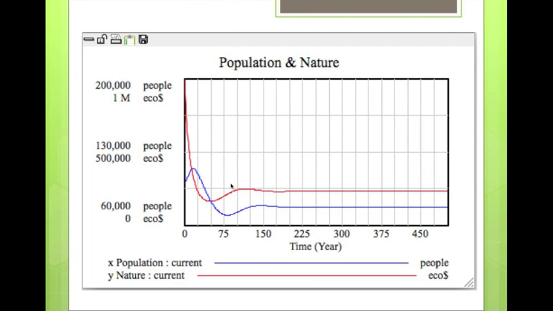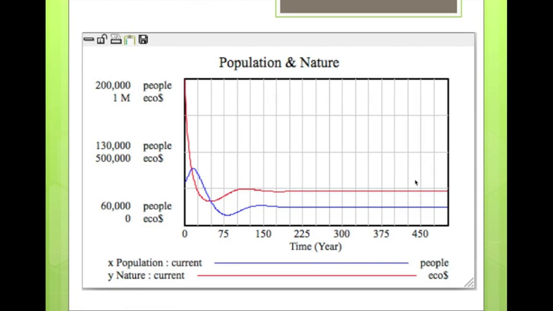Here's a graph of population and nature. Population is given by the blue line, and it's in people. This is the scale of people, and nature is given in a funny unit. We're going to call them ecological dollars, just to measure it as capital. In this case, the simulation started high on nature, and then nature came down as population was growing. Population reached the maximum, and then population starts crashing. So does nature, but eventually both of them bounce back and stabilize, and this was run for 500 years with these parameters.